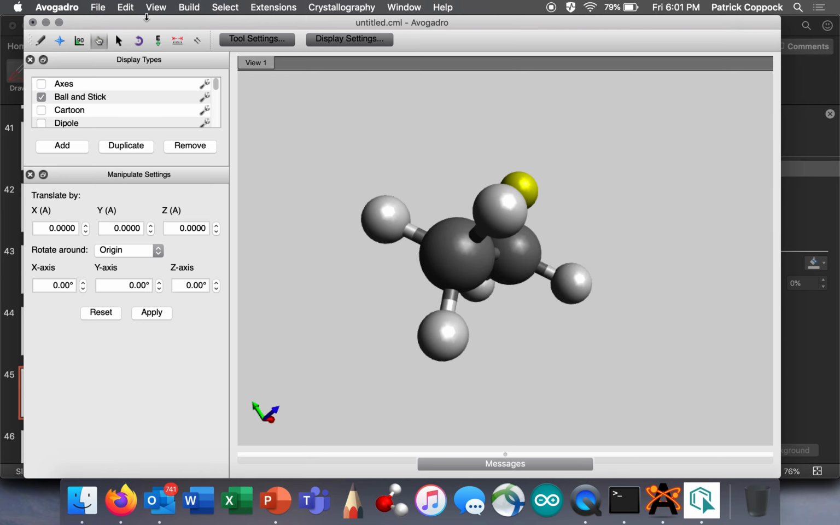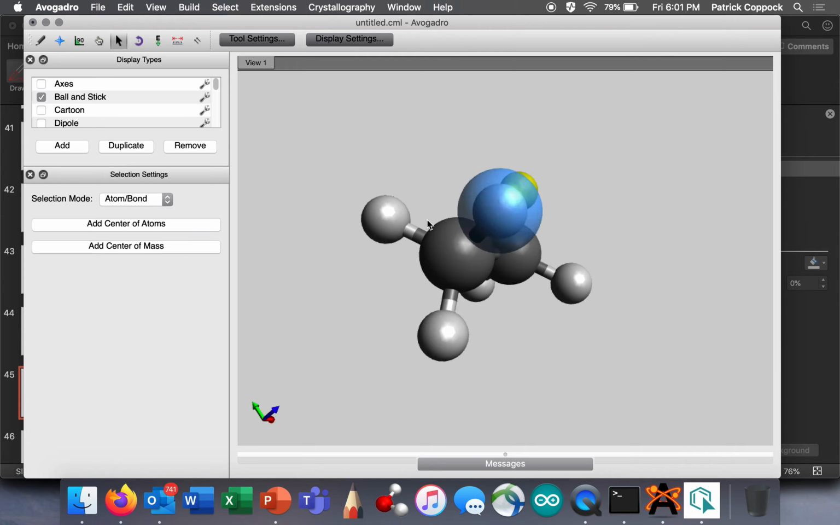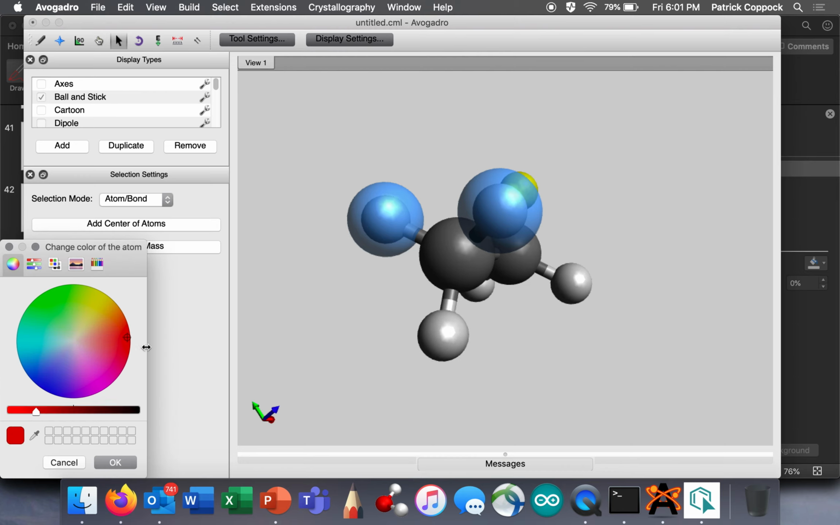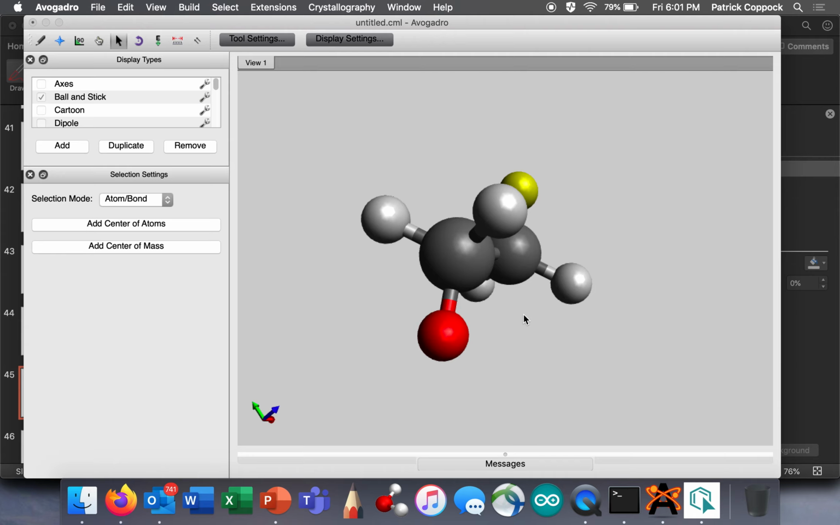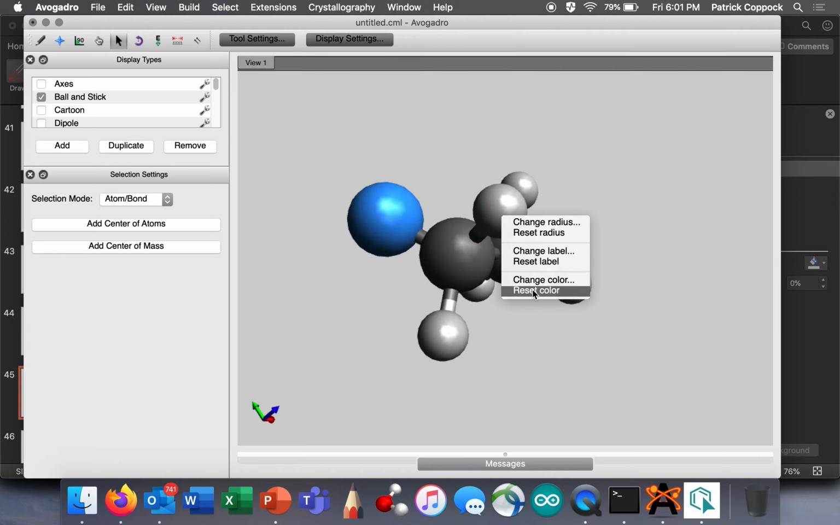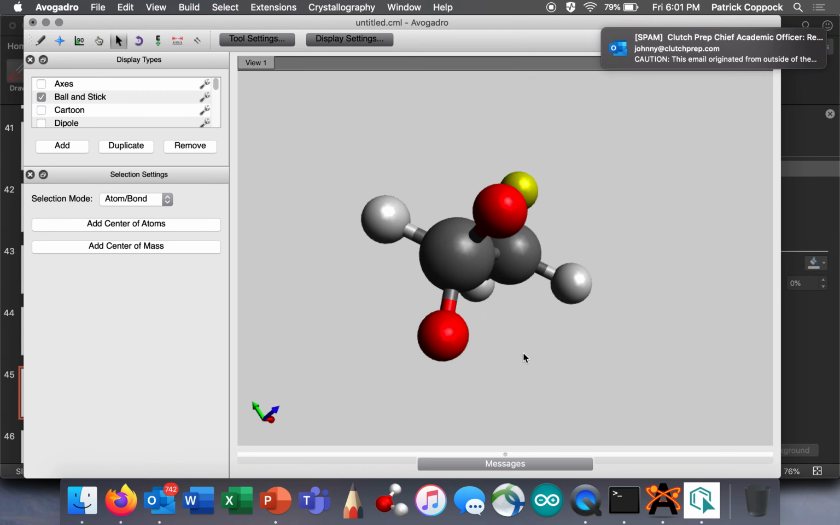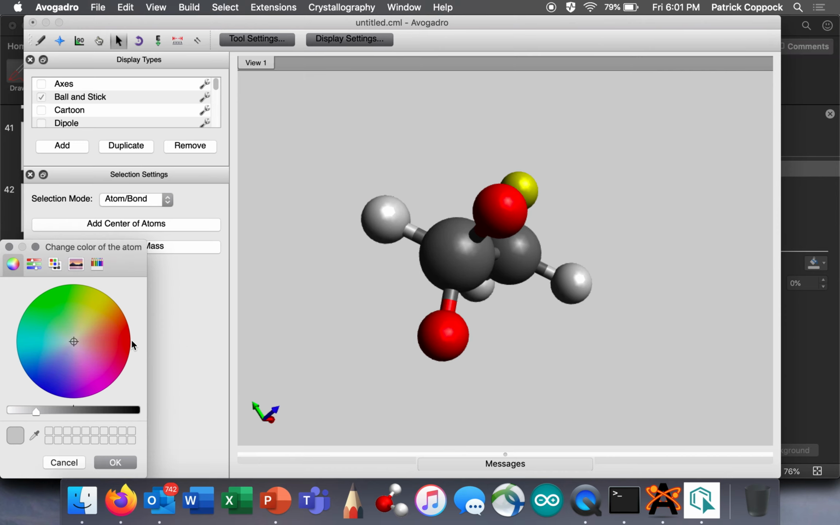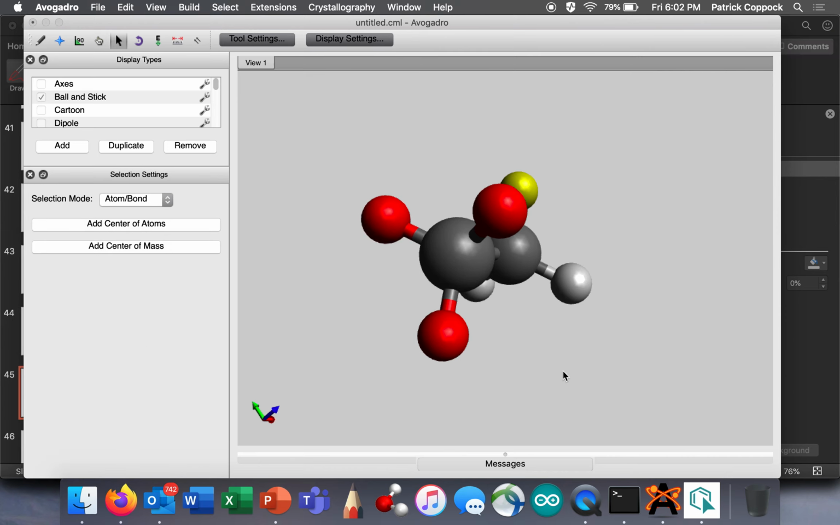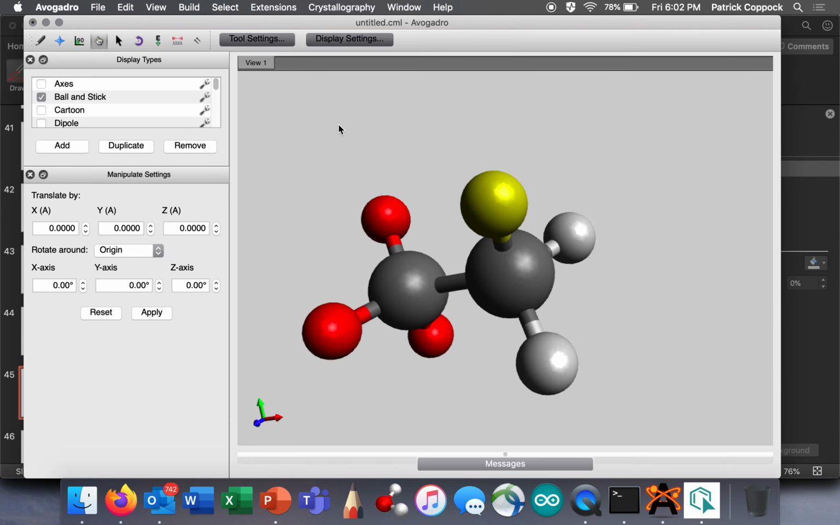Actually, what I can do, I bet I can make these three guys red, like the three hydrogens that were there. Let's make those three red. Right click, change color, boom. Okay, change color, red. Not sure why this is doing this, but let's do all three of them. Change color. Okay, now let's take this guy, let's turn this around, and make these three blue, right?